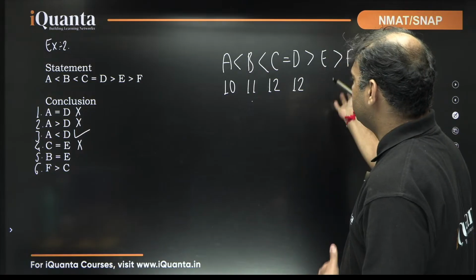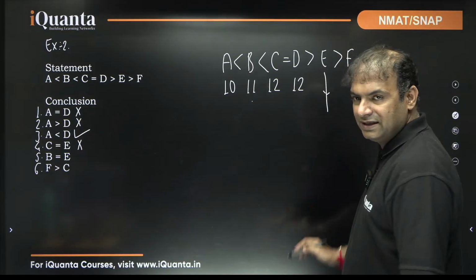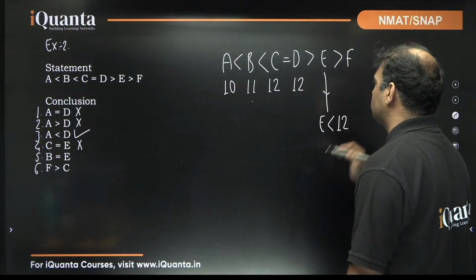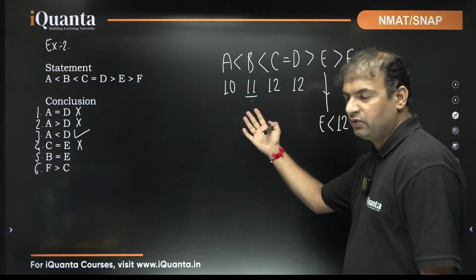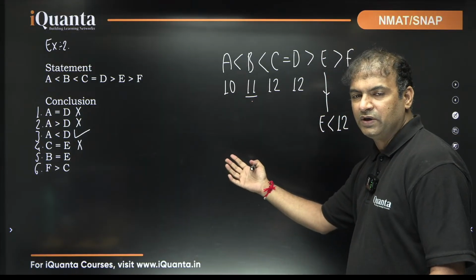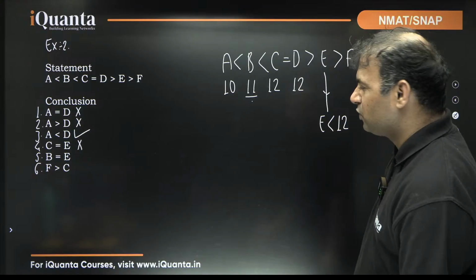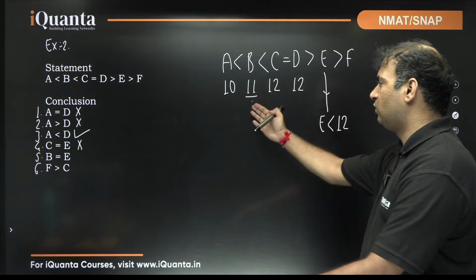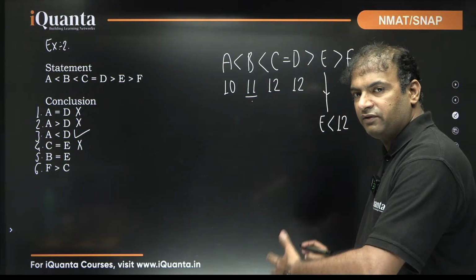So guys, D is greater than E, right? So E should be what? Ideally, we can say E is less than D. So E should be less than 12. Now, less than 12 can be 11 as well. It can be 11.5 as well. It can be 10.5 as well. So actually, we cannot obtain any relation between B and E. We can say that any relation between B and E is possible with the help of the given information.